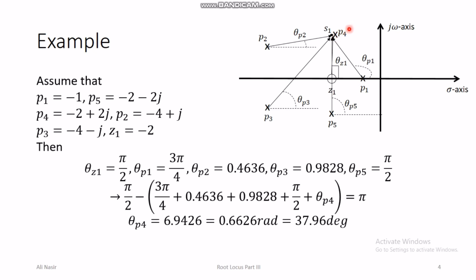Since root locus is symmetric with respect to the real axis, if this pole is going at 40 degrees with the real axis, this pole will automatically, we don't have to calculate the angle of departure of this pole, will automatically be going at a negative 40 degrees or negative 37.96 degrees. So this pole will have this type of angle of departure, and this pole will have this type of angle of departure. So this was the angle of departure.